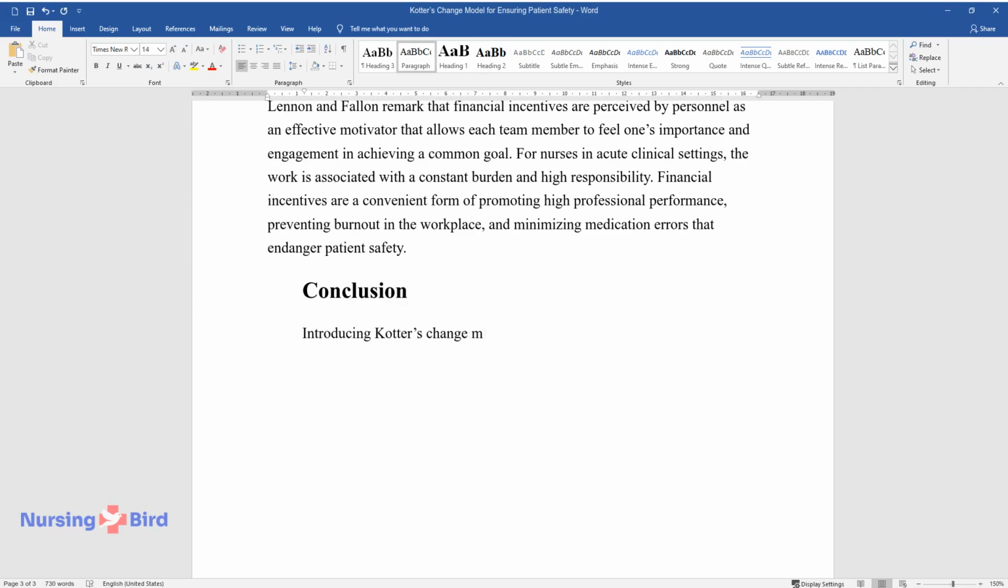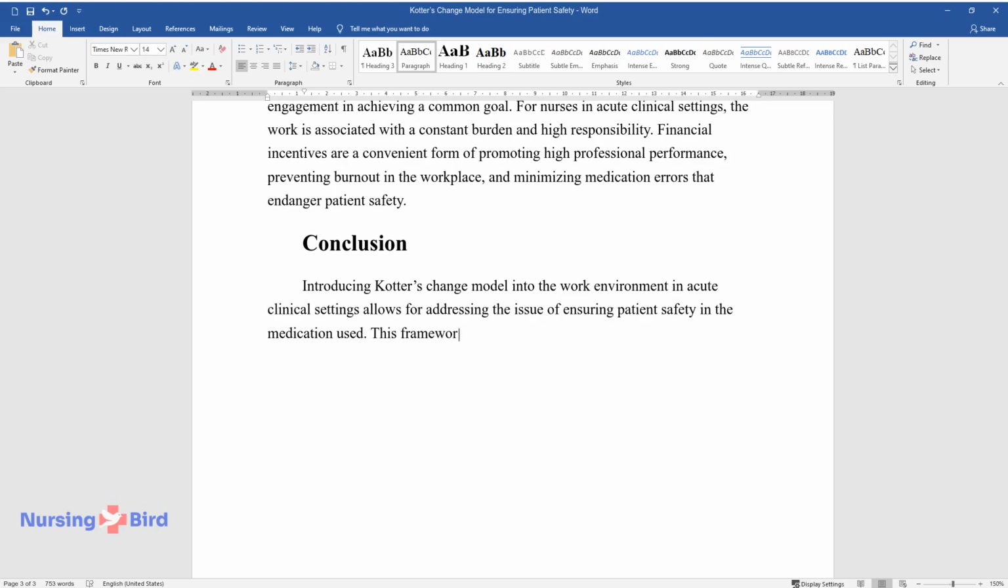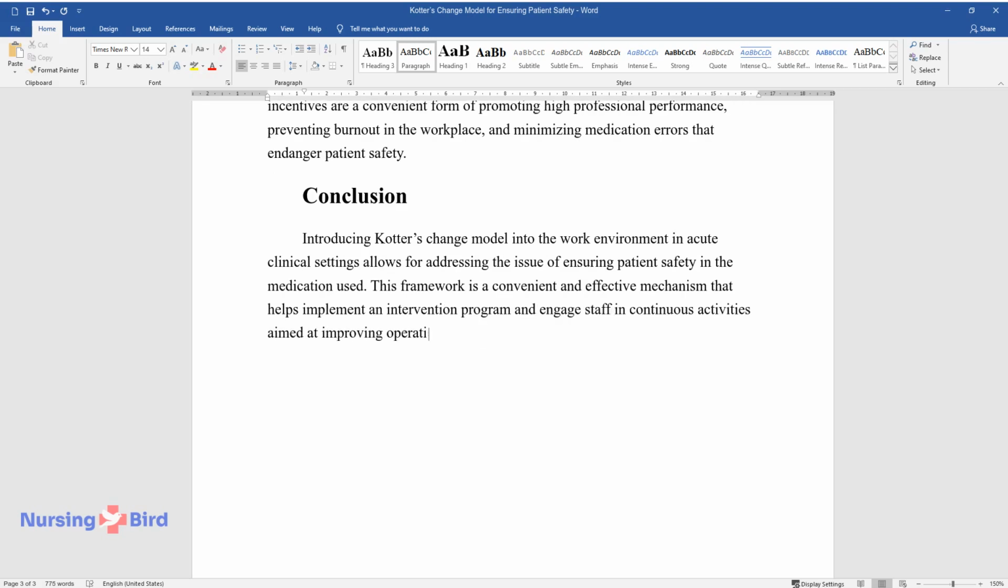Conclusion. Introducing Kotter's change model into the work environment in acute clinical settings allows for addressing the issue of ensuring patient safety in the medication used. This framework is a convenient and effective mechanism that helps implement an intervention program and engage staff in continuous activities aimed at improving operational results.